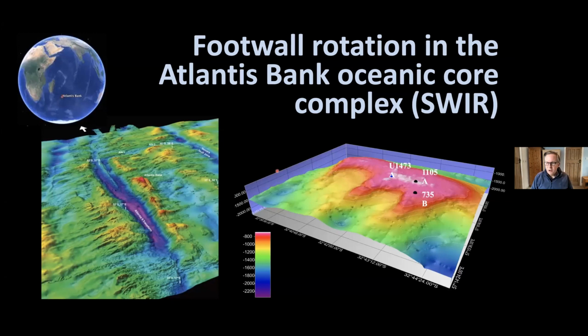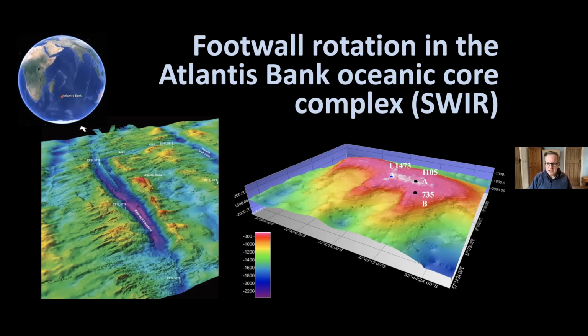It can also be used for looking at local tectonics as well, and I'll give you a couple of brief examples. This one comes from the Atlantis Bank Oceanic Core Complex on the Southwest Indian Ridge, which is one of these large mountainous massifs on the seafloor formed by detachment faulting. This has been studied by a number of expeditions, including one of the deepest holes ever drilled at 735B. I'm going to show you some data from U1473 from Expedition 360.